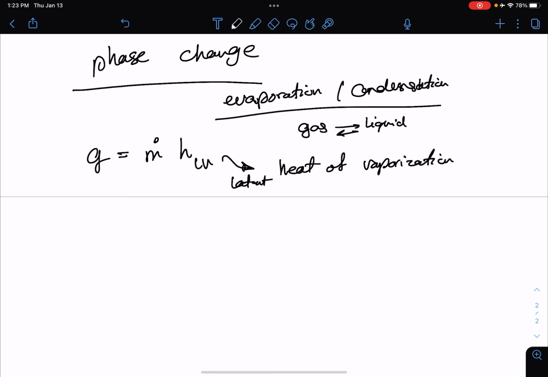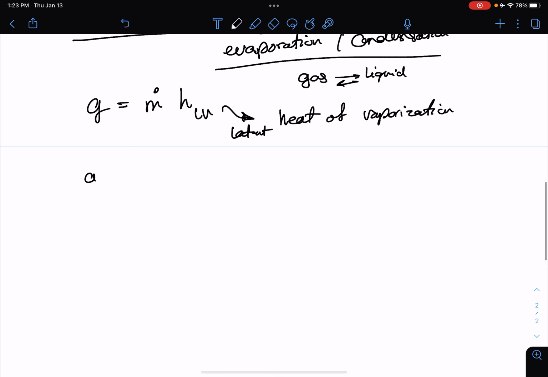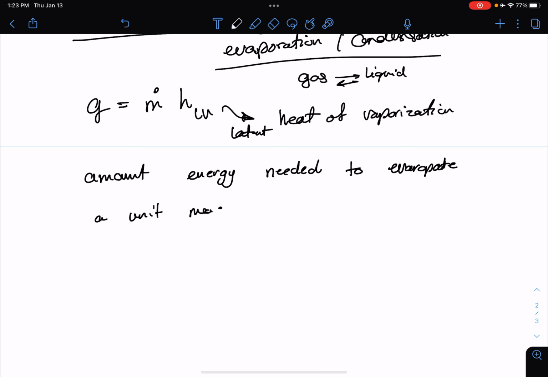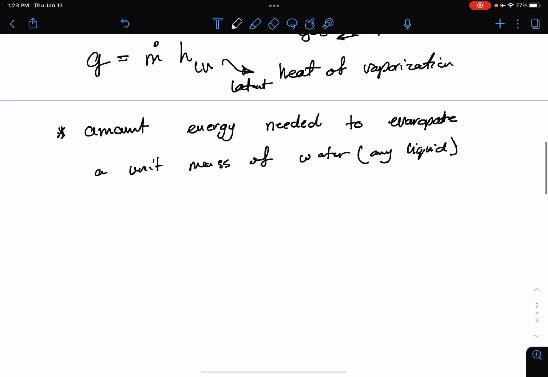Which essentially is the amount of energy needed to evaporate a unit mass, which is 1 kilogram, of any liquid, water or any other liquid. Right? It's going to be different for different liquids. Or the other way around.